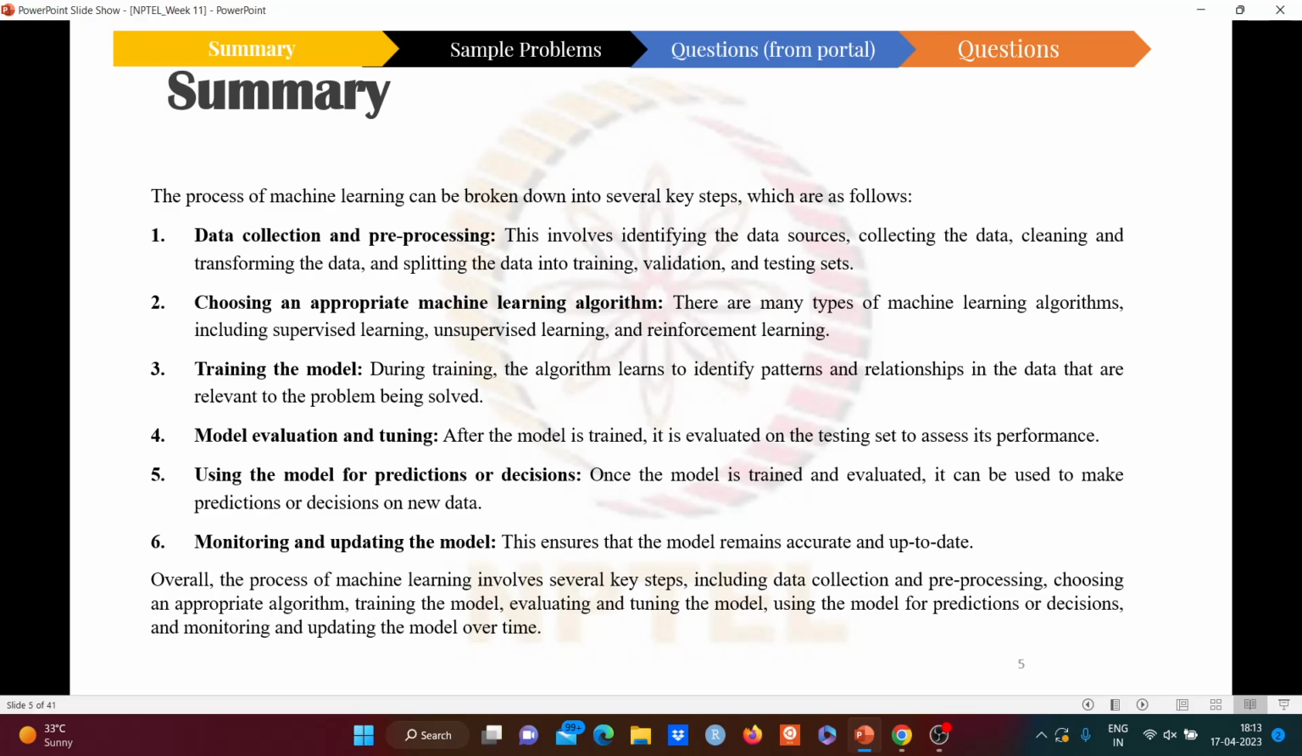So here, briefly talking, the output of the model can be in the form of classification, where the model predicts the class of an input, or a regression, where the model predicts a continuous value. Overall, the process of machine learning involves several key steps, including data collection and pre-processing, choosing an appropriate algorithm, training the model, evaluating and tuning the model, using the model for predictions or decisions, and monitoring and updating the model over time.